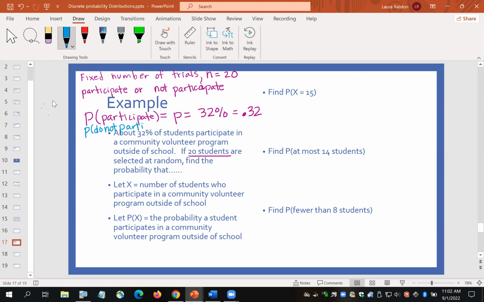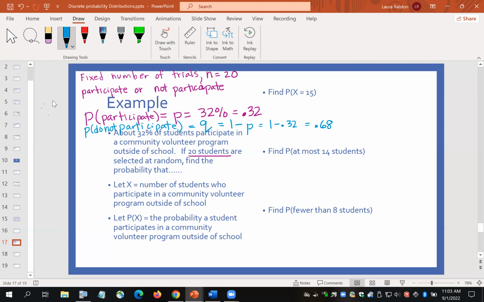participate, which would be our probability of failure, represented by a lowercase q. We can calculate that because it's equal to 1 minus p. So 1 minus 0.32 equals 0.68. So there's a 68% chance that the students do not participate in a community volunteer program. And so that's kind of where we left off.